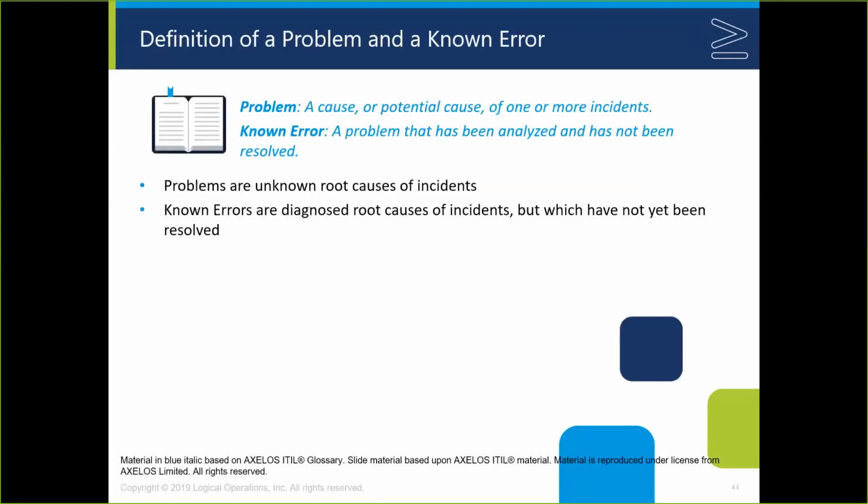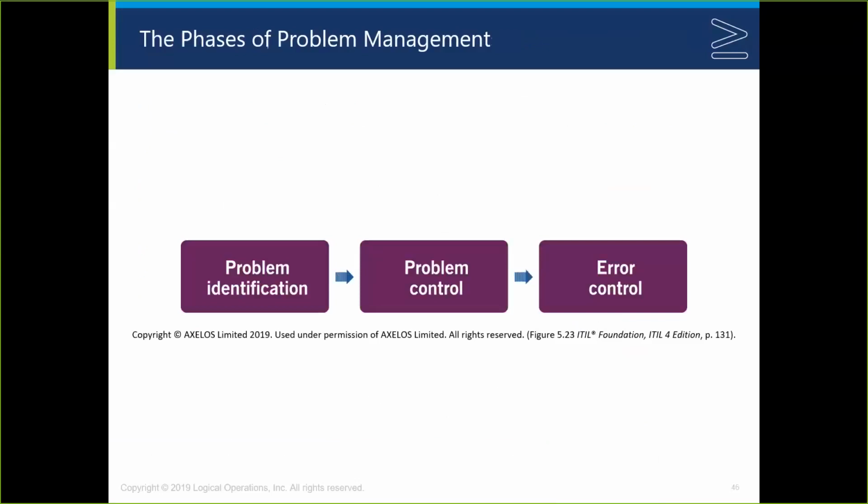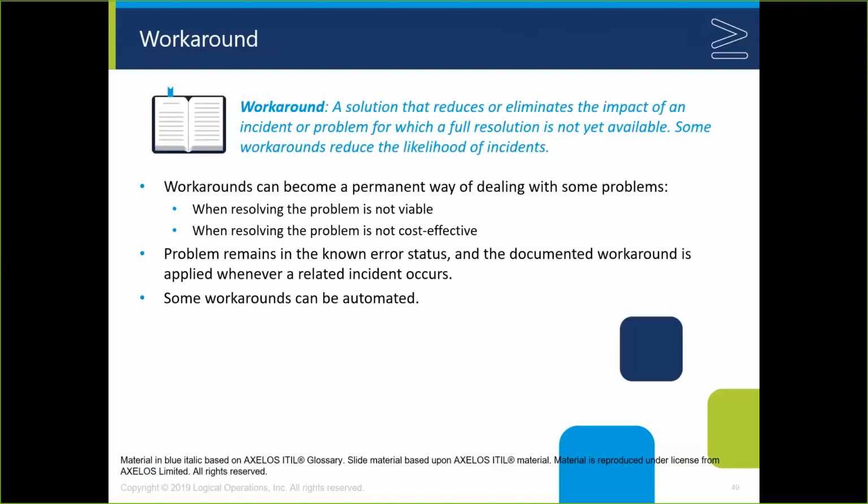Notice the definition of known error has, right? They really have focused on root cause. The problem has been analyzed and hasn't been permanently resolved. Some things may live as known errors forever. We distinguish between incidents and problems, similar to what you've seen in previous versions. In this particular guidance, they break it up into 3 phases: problem identification, problem control, and error control. And then we'll take you through each one of those.